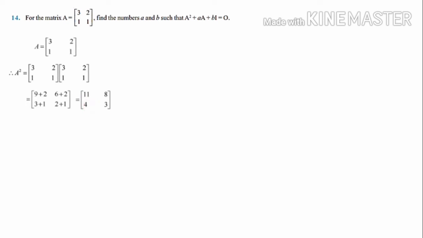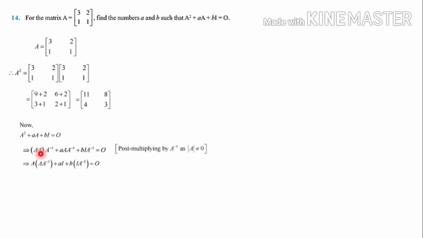The given matrix equation is A square plus aA plus bI is equal to 0. As before, the post multiplication with A inverse we have to do here. Along with A square we have to split. A square we have to split as A into A. That is A into A, again post multiplication by A inverse, plus aA into A inverse post multiplication, plus bI here, again post multiplication by A inverse equal to O.